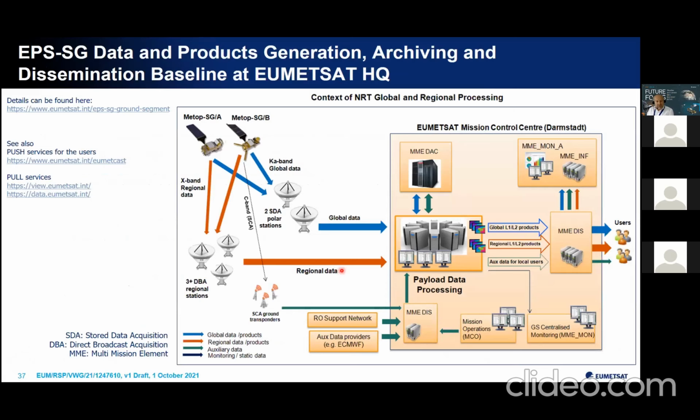Finally, just one word about the archiving and dissemination. The data are repatriated after the observations to EUMETSAT, where we have the payload data processing system that is processing the data, ingesting all the auxiliary data, and providing for RO the level 1B products to the users through EUMETCast and the GTS, the Global Telecommunication System standard links. All the details can be found here.